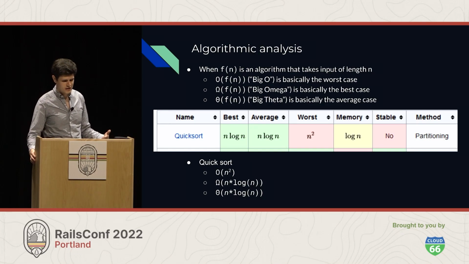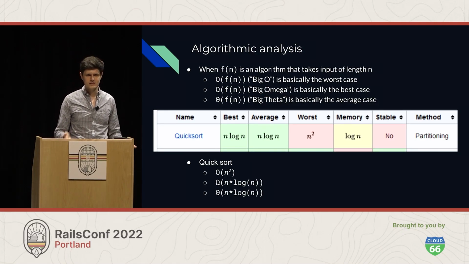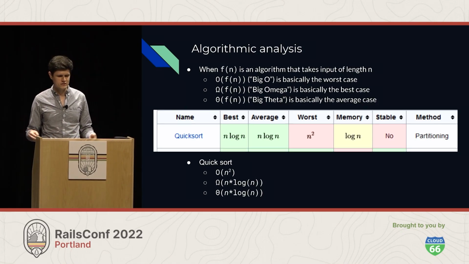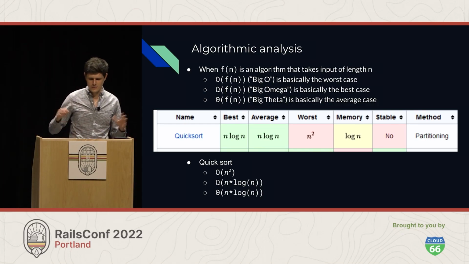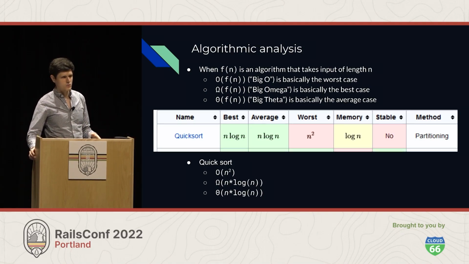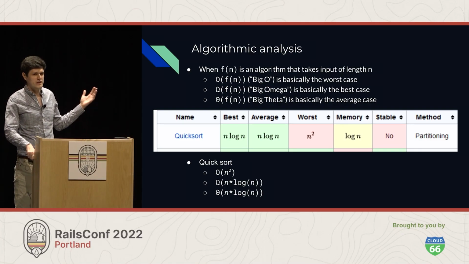Similar notations like big omega, which is our best case, and big theta, which is our average case, also exist. They have formal definitions. The average time isn't just like you implement it and run it a bunch of times and take the mean. It has a mathematical definition, but we're just going to stick with our worst case big O notation moving forward.